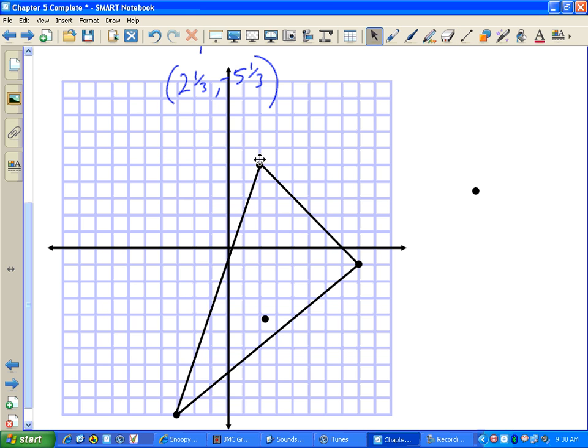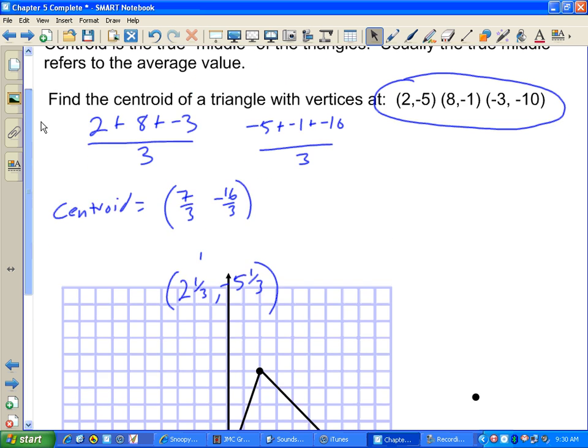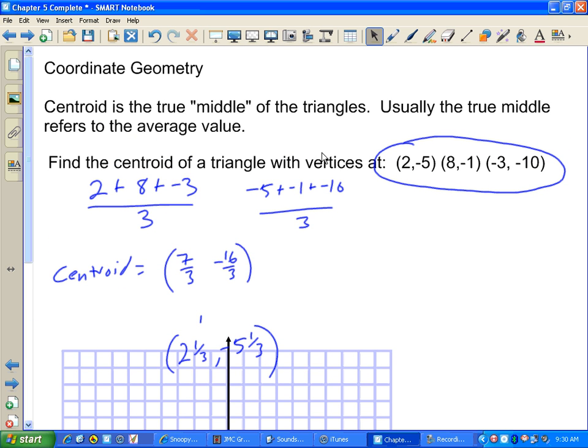Okay, so that means if I had this triangle cut out, this point right here would be the point that I could balance it on. That's my centroid. So centroid is just the average. It's the same as kind of our midpoint concept. Midpoint, you average the x's, average the y's, only now we've got 3 of each to average.